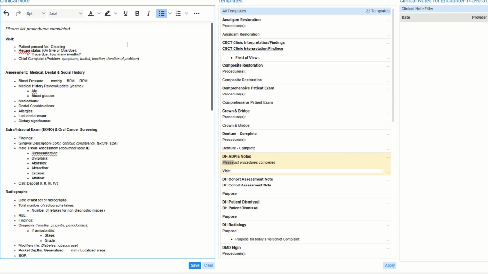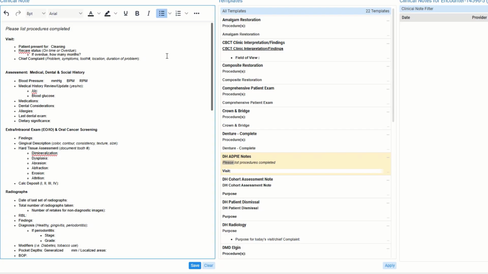And are they here for recare status, and are they on time or overdue? Now, you may not know this, especially if they're a new patient. So if you know the recall, you can go ahead and put it in here. And if you know how many months they're overdue, you can go ahead and put that in there too.